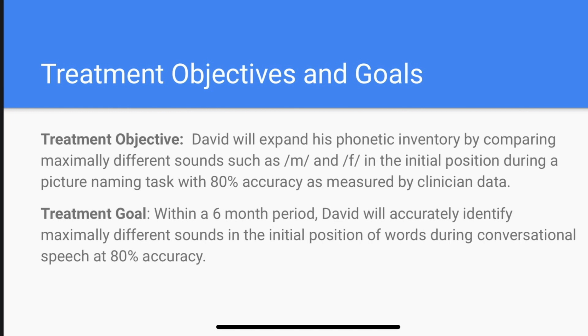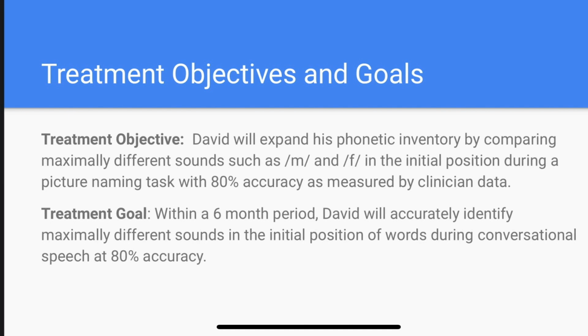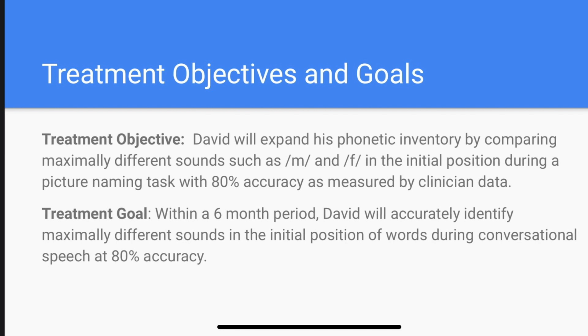Treatment objectives and goals. For our treatment objective, we said that David will expand his phonetic inventory by comparing maximally different sounds such as M and F in the initial position during a picture naming task with 80% accuracy as measured by clinician data. For our treatment goal, we said within a 6-month period, David will accurately identify maximally different sounds in the initial position of words during conversational speech at 80% accuracy.